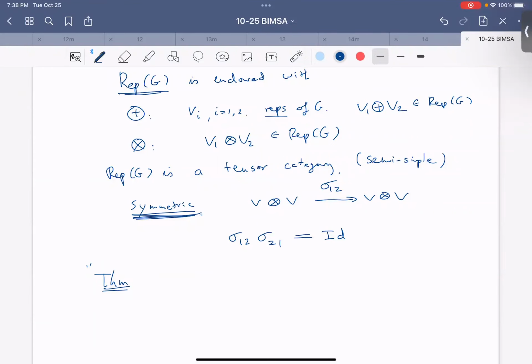So the theorem is due to Deligne. I may have misspelled Deligne's name. This comes from algebraic geometry, and in the C-star category setting it is due to Doplicher-Roberts, which basically says the following.